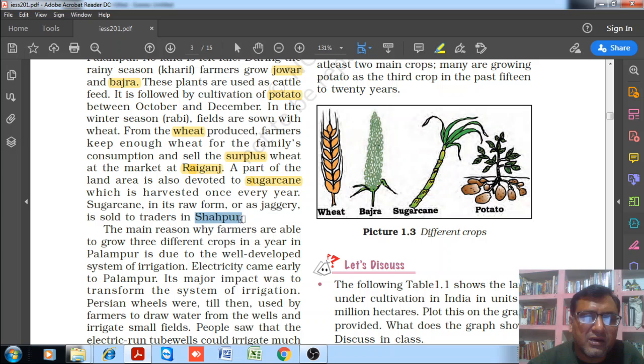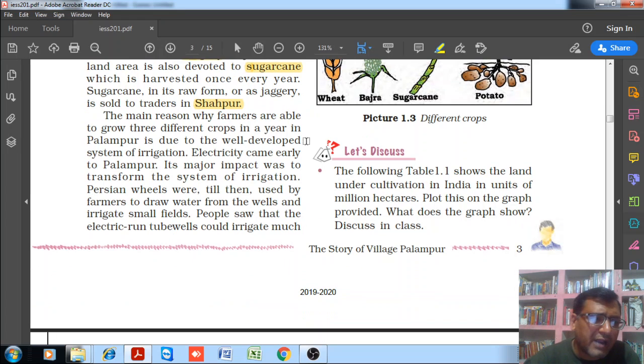So these are the very important aspects of village Palampur about agriculture, and those can be raised in 1 mark questions. So you have to remember what is sold in Shahapur to traders, that is sugarcane, and what is surplus, that is sold in Raiganj, that is wheat. Okay, so now the main reason why farmers are able to grow these different crops in a year in Palampur is due to the well developed system of irrigation.